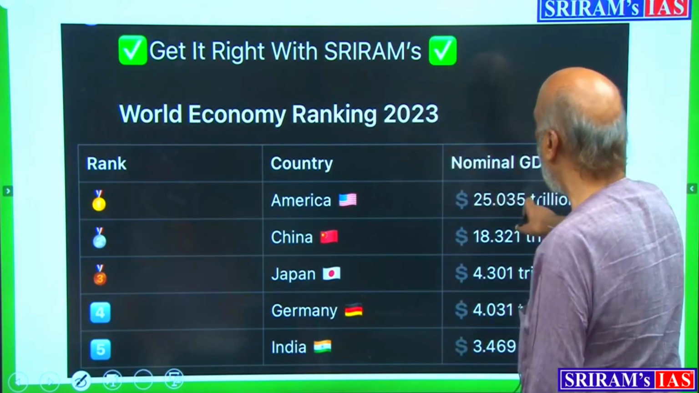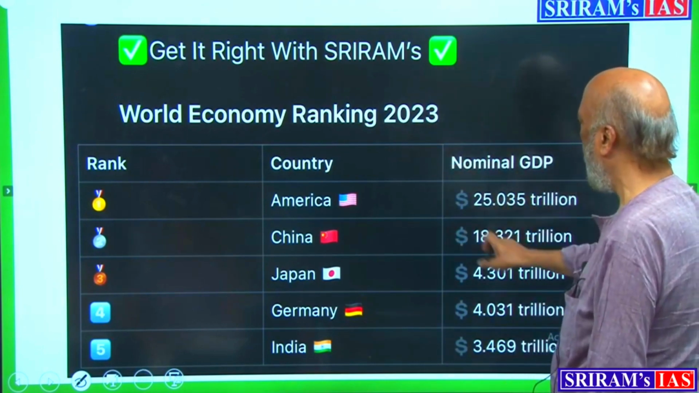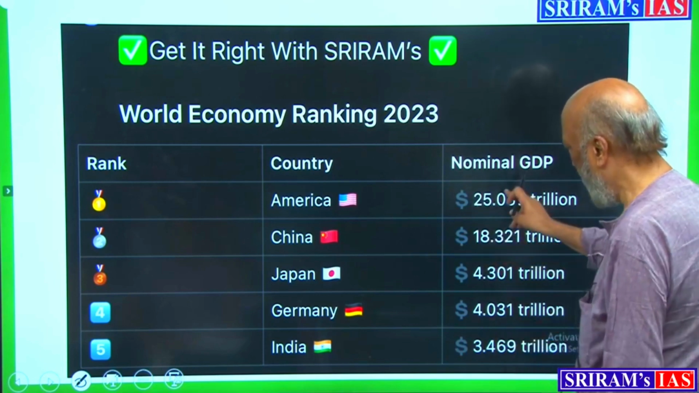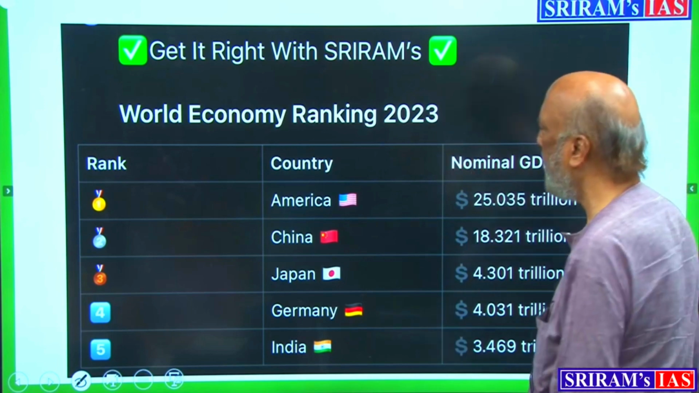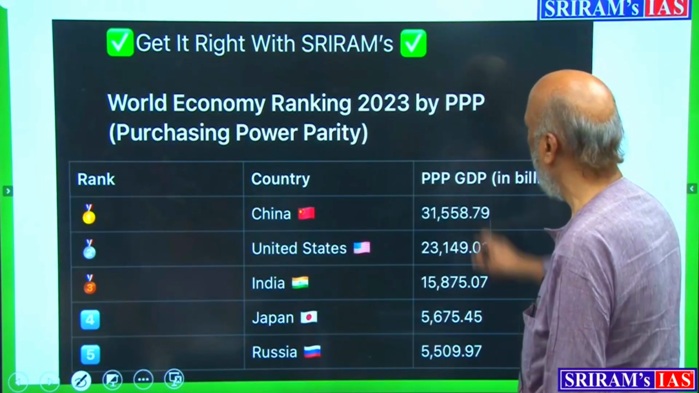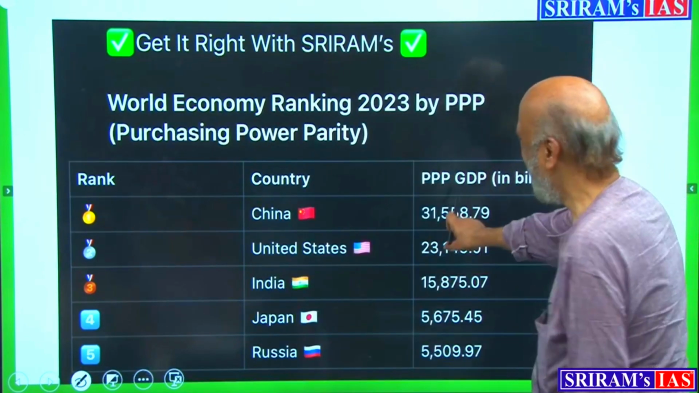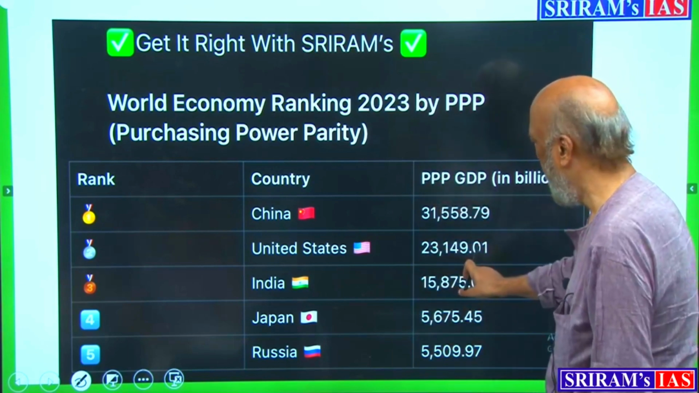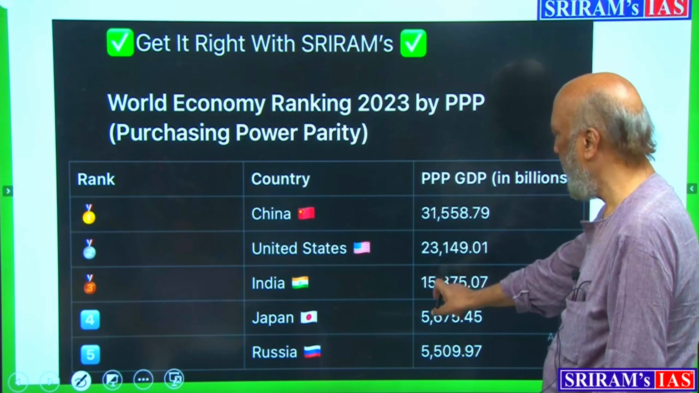World economy, where is America? 25. Where is China? 18. Where is India? Here. 25, 18. Let's go to PPP. The 25, see 31 becomes from 18, understandable. India also made a leap from 4 to 15. That's okay.